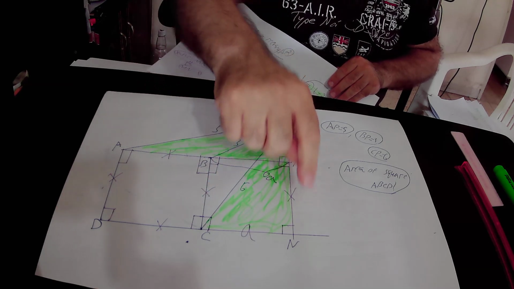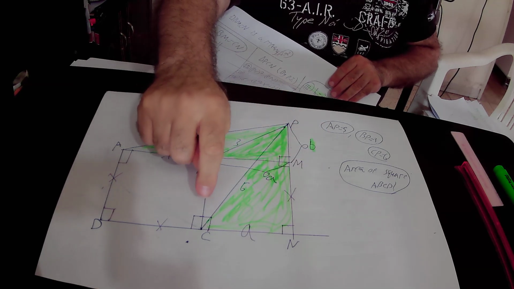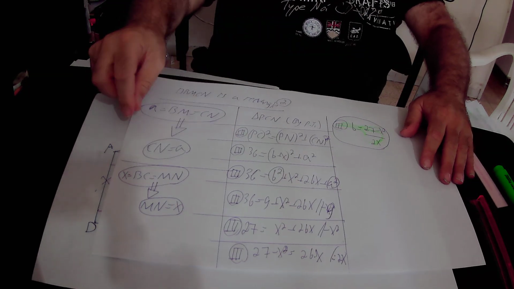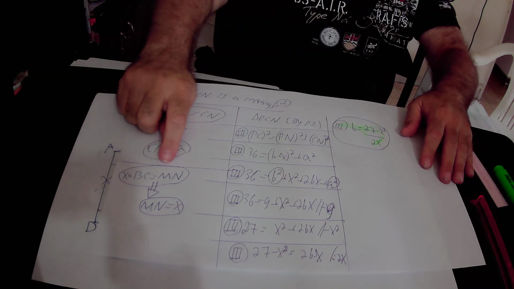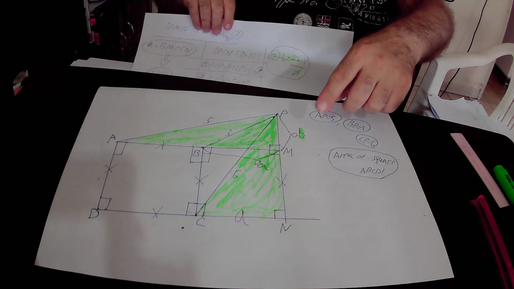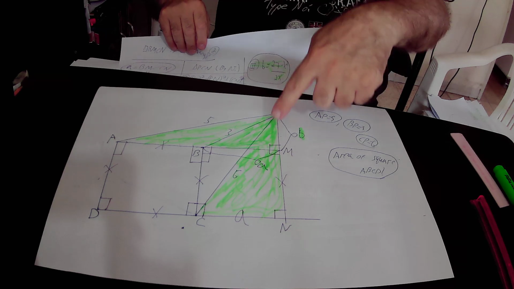Likewise, according to the same rule that the opposite sides of a rectangle are equal to each other, we get that BC equals MN. But BC equals x according to our definition. And from this equation, x equals BC equals MN, we derive that MN is also equal to x. Then we implemented the Pythagoras theorem on the right green triangle, triangle PCN.